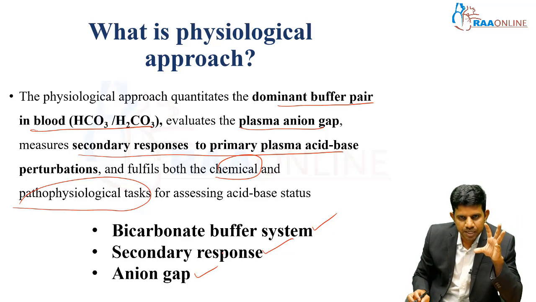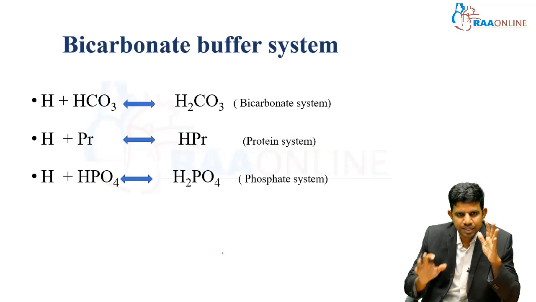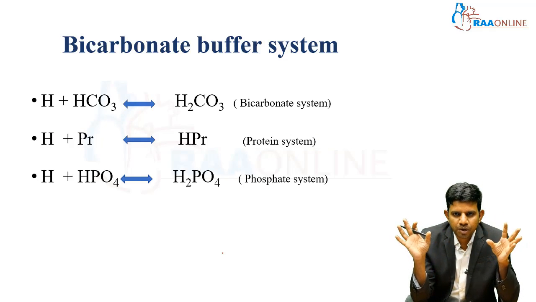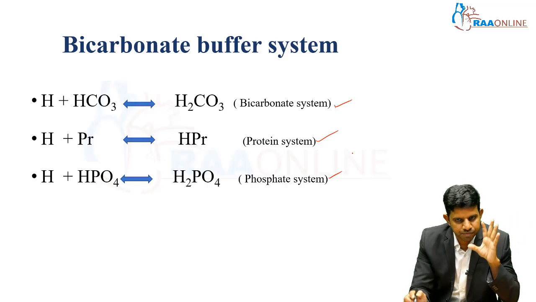Why is it called a physiological approach? Because it is based on acid-base physiology, based on the carbonic acid-bicarbonate buffer system. So first, we start with the bicarbonate buffer system. There are three buffer systems in the body: the bicarbonate buffer system, the protein buffer system, and the phosphate buffer system.